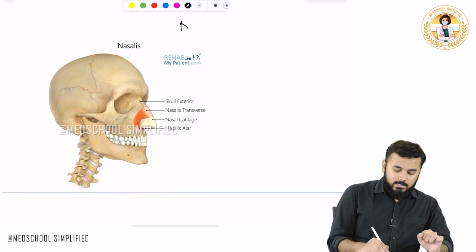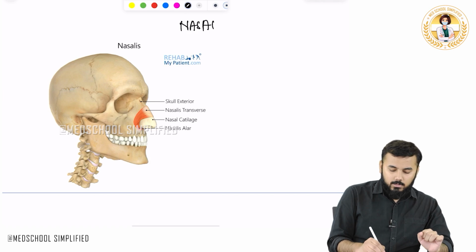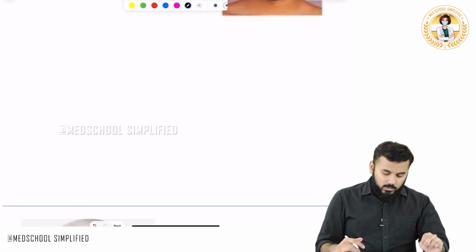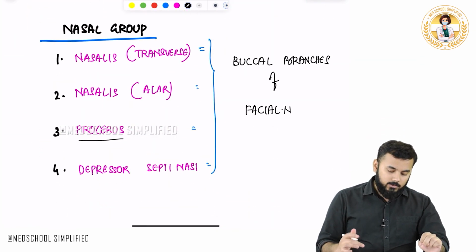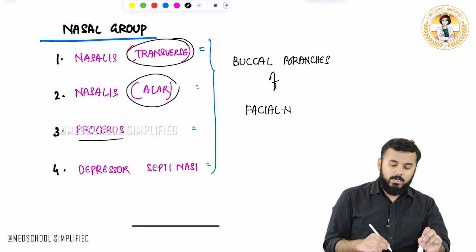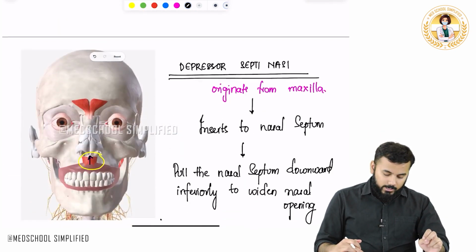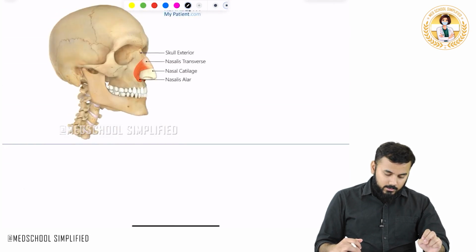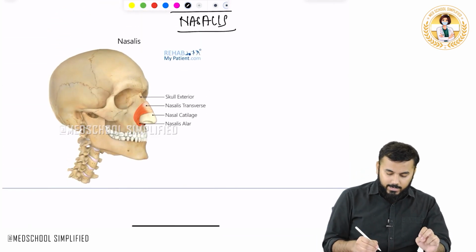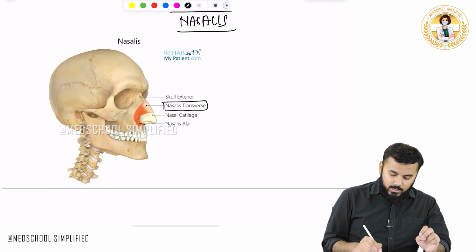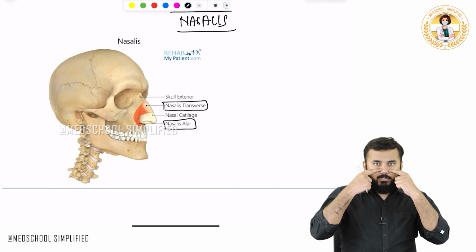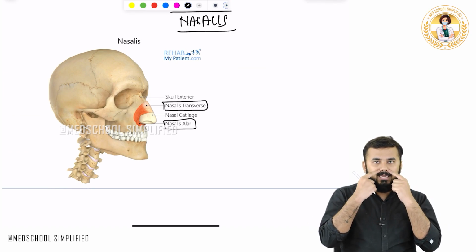Now coming to this nasalis muscle, I told you two important things. What is the important thing I told you? The nasalis muscle has a transverse part and an alar part, right? If you look at the picture over here, this part is your transverse part, the nasalis transverse, and down here you have the nasalis alar part.